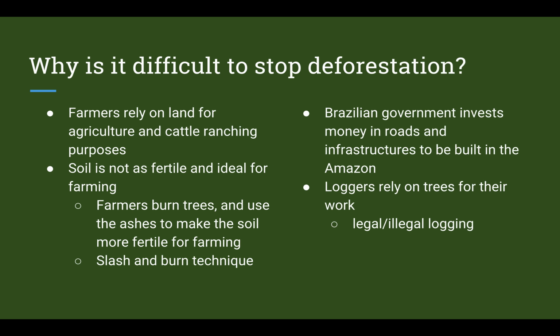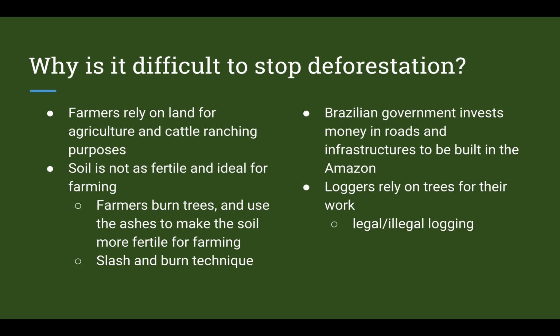So why is it so difficult to stop deforestation? It should be pretty simple, right? Well, it's not. Farmers rely on land for agriculture and cattle ranching purposes. And because the area is so deforested and damaged, the soil is not as fertile and ideal for farming. And because of this, farmers continue to burn trees and use the ashes to make the soil more fertile for farming. The ash from the burned trees provides some nourishment for the plants, and the land is weed free essentially from the burning.